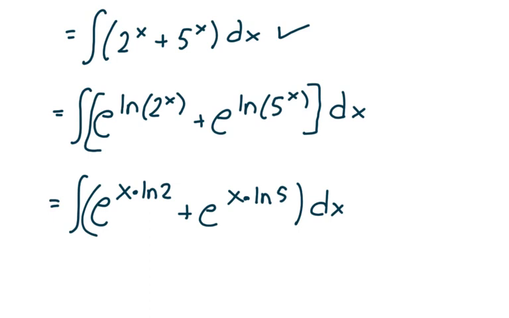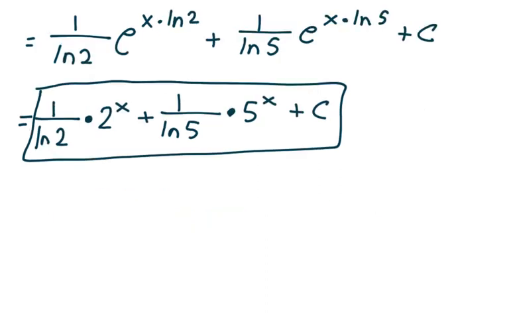This is the integral of e to the natural log of 2 to the x plus e to the natural log of 5 to the x dx, which is e to the x times natural log of 2 plus e to the x times natural log of 5. We're integrating that with respect to x. That's right here. And then final. So this is 1 over natural log of 2 times e to the x times natural log of 2 plus 1 over natural log of 5, e to the x times natural log of 5 plus c.